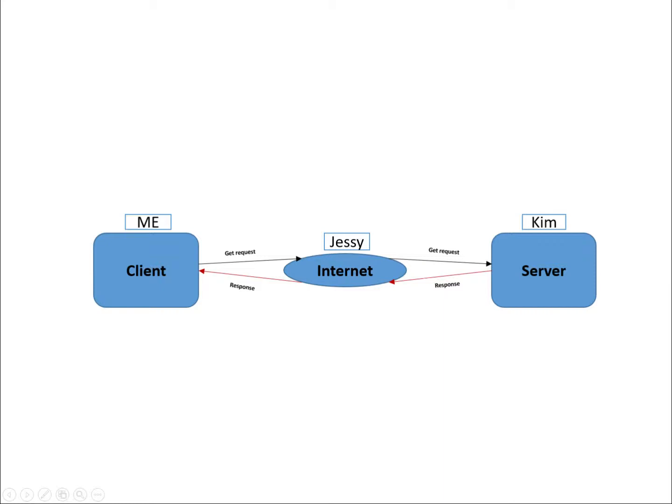If I want something from Kim, I'll send a GET request to Kim. A GET request is a message that tells him who I am and what I want. So, got my message, Jessie takes it and passes it to Kim. Kim, the server, looks at my message and then sends back what I requested. This is called a response. I can open the response and then do something with it.